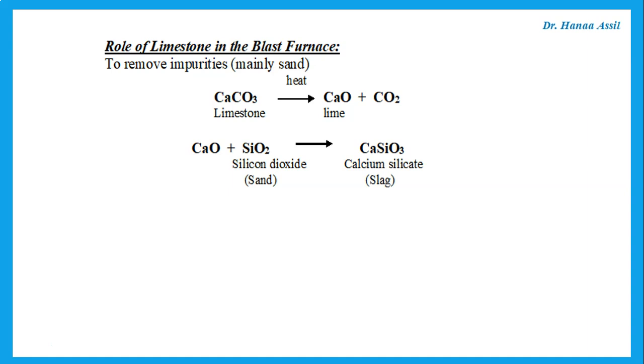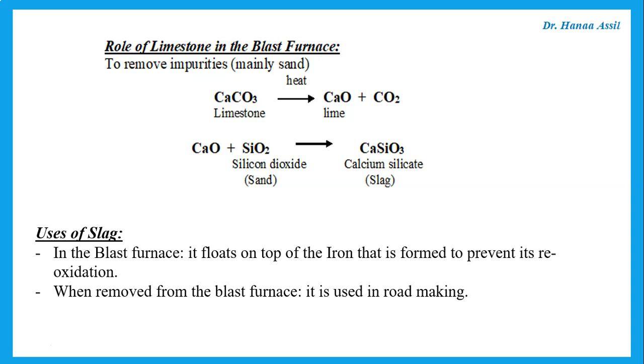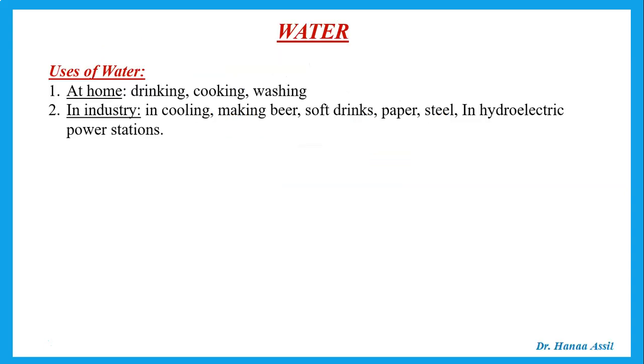So the common name for calcium silicate is slag. What do we use the slag for? In the blast furnace, it floats on top of the iron, and this prevents the reoxidation of the iron. And when the slag is removed from the blast furnace, it is used in road making.